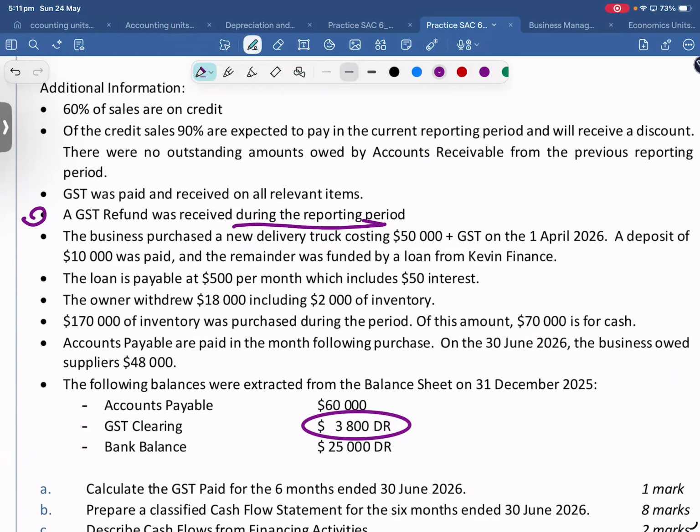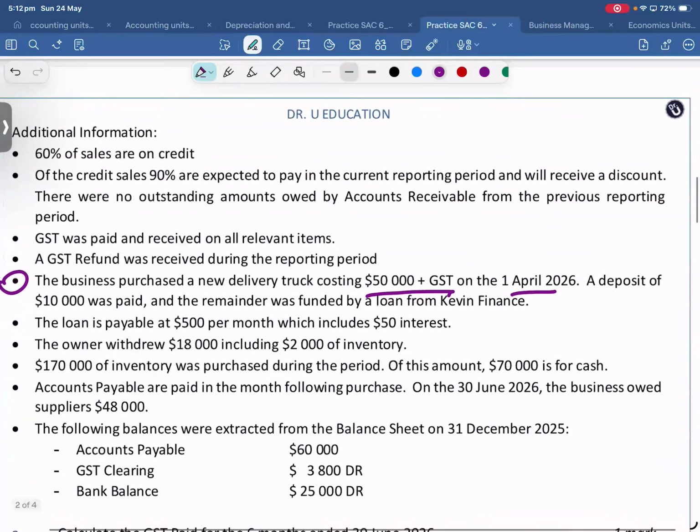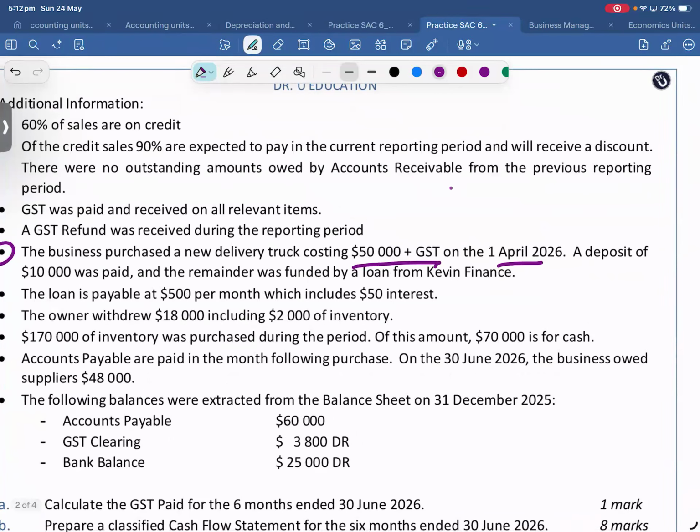Fifth one. Business purchased a new delivery truck costing 50,000 plus GST on 1st of April. A deposit of 10,000 was paid, and the remainder was funded by a loan from Kevin Finance. So then, what do we do? How much was our truck costing? 55,000, yes, including GST, right? And then business has paid a deposit of 10,000. Then what is the remainder, guys? 45,000.